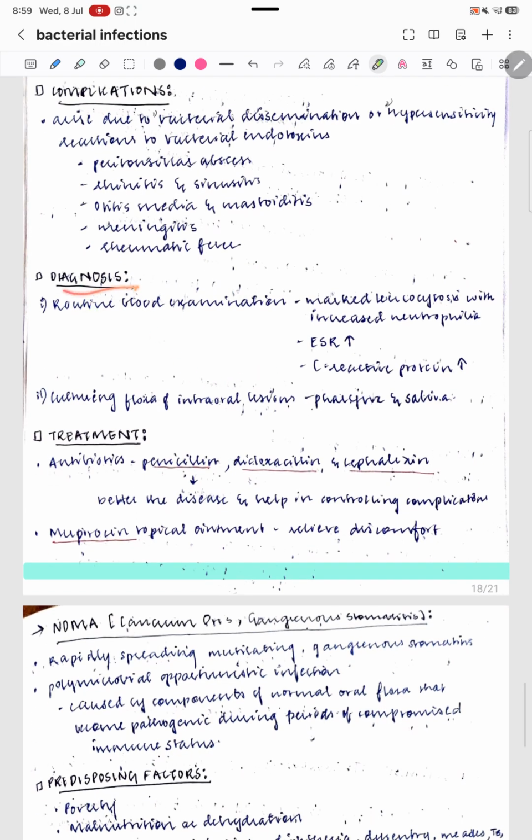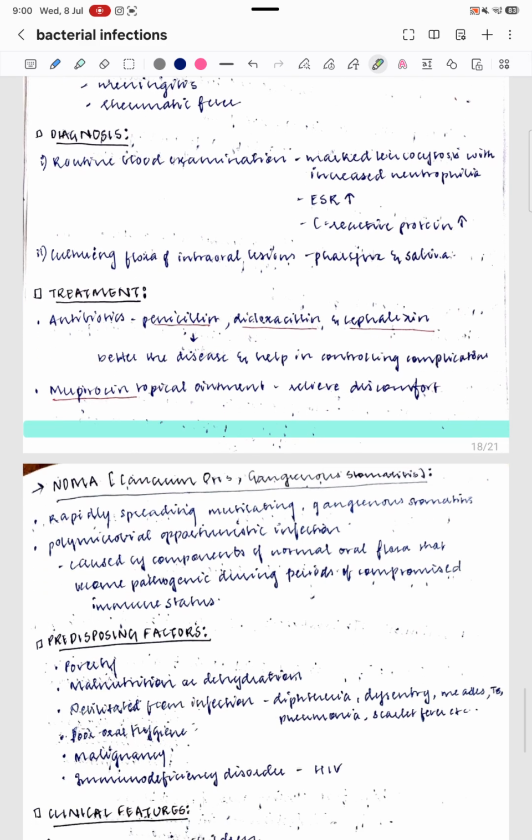Now the diagnosis. Diagnosis is a routine blood examination, CBC, showing marked leukocytosis with increased neutrophilia. There is also an increase in your ESR and C-reactive protein. If there is a bacterial infection, the blood report has increased ESR, and if you get a C-reactive protein test done, that will be positive. And also leukocytosis is seen, that is increased neutrophilia is seen. Now what is the treatment of this? Treatment is your antibiotic. Before giving an antibiotic, you have to understand which bacteria it is.